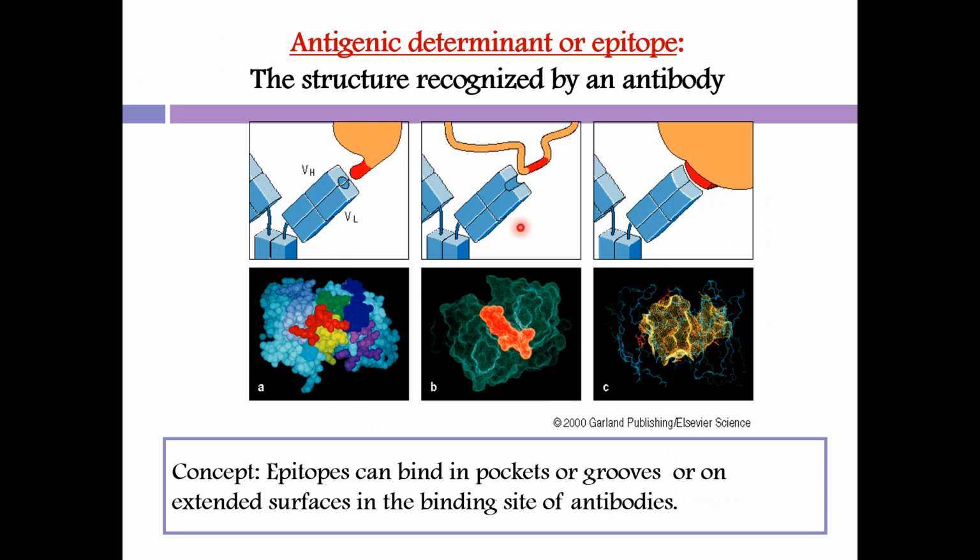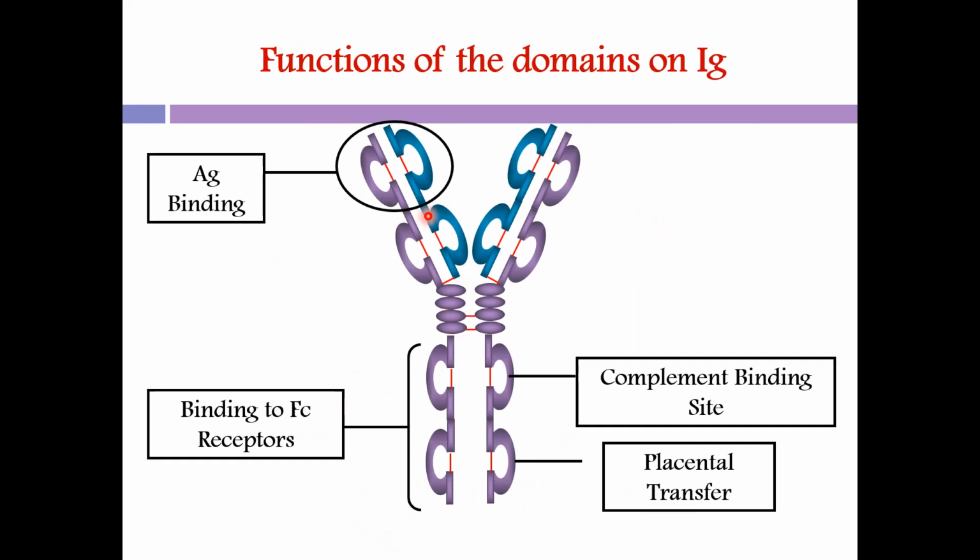Antigenic determinants or epitopes are the structures recognized by antibodies. Antibodies actually recognize the part which is called the epitope. Epitopes can bind in pockets or grooves, or an external surface in the binding site of the antibody.